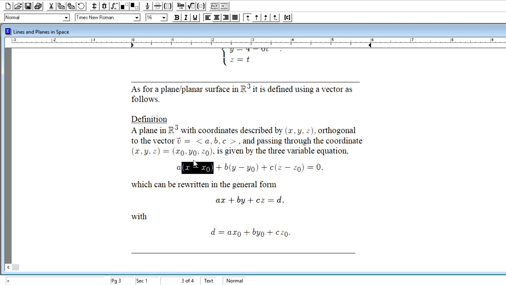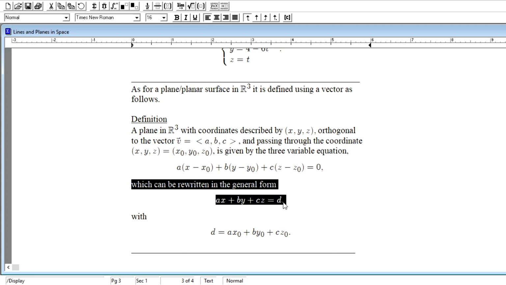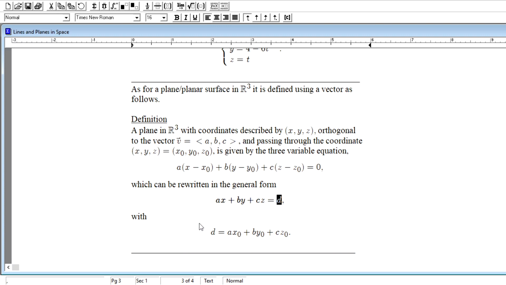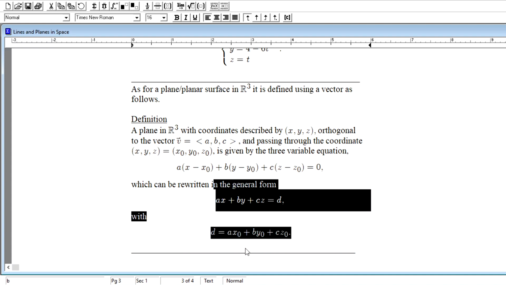Now, if you were to multiply through by these constant multiples a, b, and c, and then add all those constants to the right-hand side, you can rewrite this equation into a more general form, the equation ax plus by plus cz equal to d, where d is just a constant value on the right-hand side that is equivalent to a times x null plus b times y null plus c times z null, the product of these components summed. We see that here in this general form.